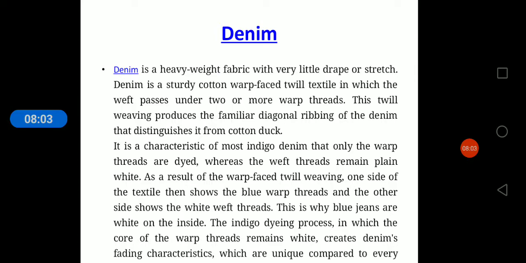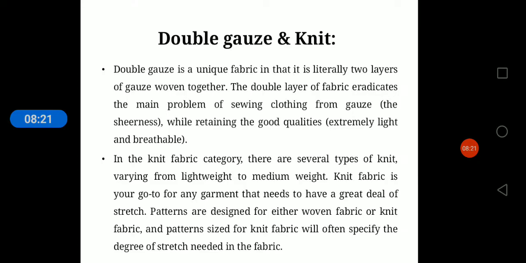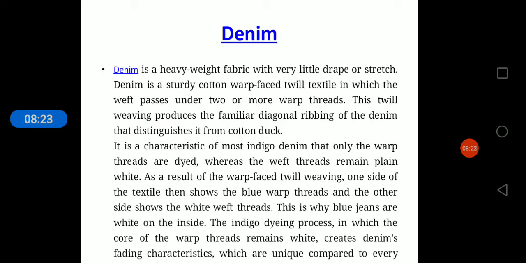blue warp threads and the other side shows the white weft threads. This is why blue jeans are white on one side, and the indigo dyeing process, in which the core of the warp threads remains white, creates denim's fading characteristics, which are unique compared to every other type of fabric.